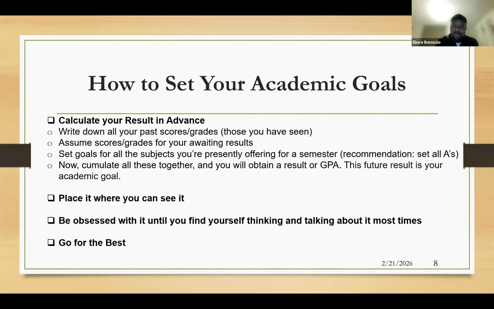Write down all your past scores. So let's assume you're in your second year, or wherever level you are. Write down your past results or grades. Or even if you're in your first year, write down the results you've seen already, then for the ones you've not seen, assume scores or grades for them. So let's assume in this semester you're taking 8 courses, and we're still in first semester, you've not seen any results. So assume, for all those eight courses, the kind of results you want. Set goals for all the subjects you're presently offering in a particular semester.